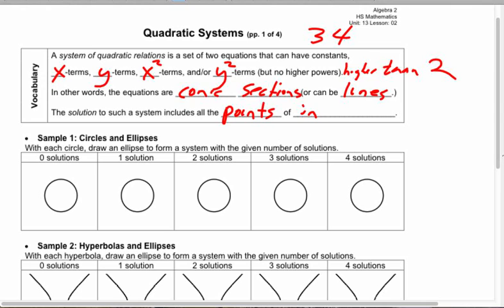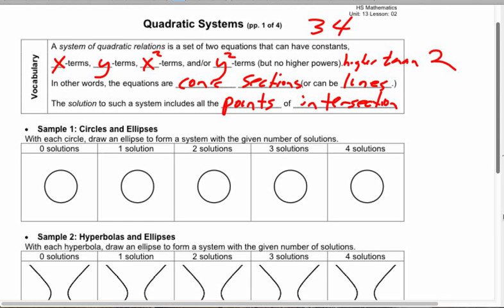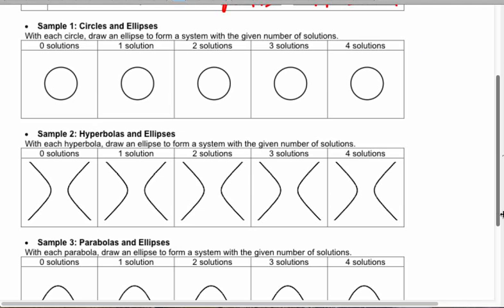This is stuff we've dealt with before. And again, you're going to either set these equal to each other or do some elimination. So I've got a circle. What this says is with each circle, draw an ellipse to form a system with a given number of solutions. So 0 solutions means no points of intersection.